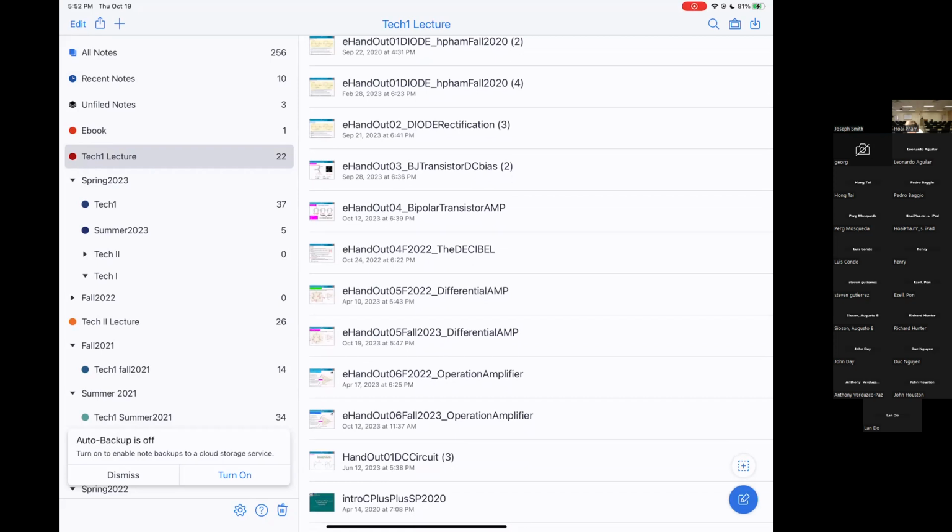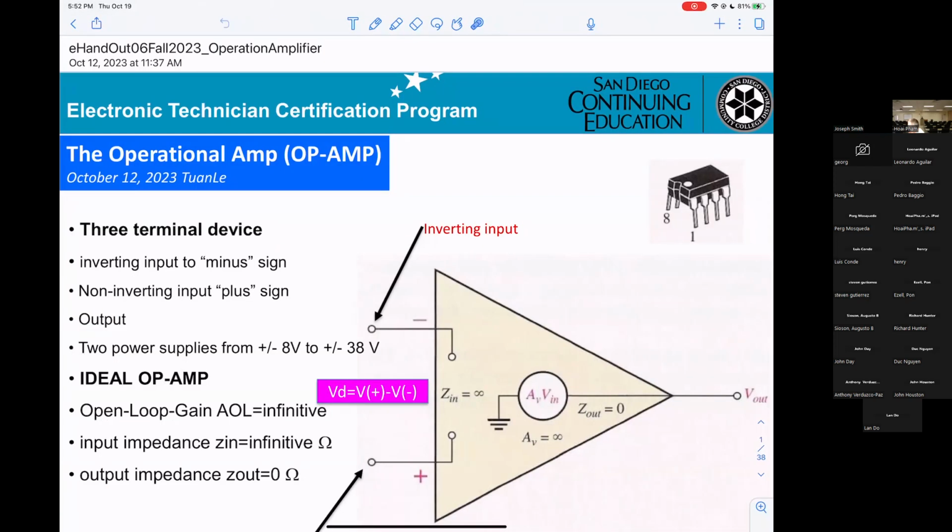Will be the operational amplifier, op-amp. This is the IC for the op-amp. You get 1, 2, 3, 4, 5, 6, 7, 8. Only 8 pins. And this is the symbol here.